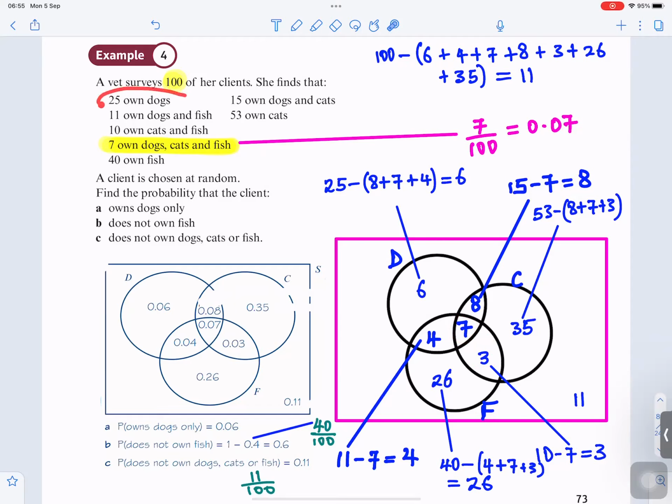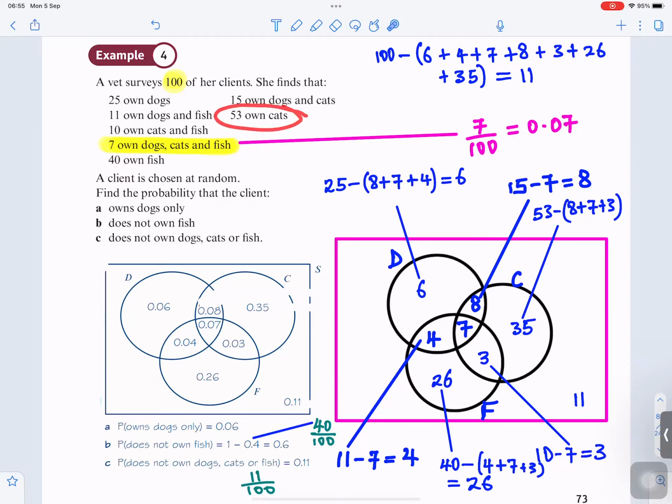Now it says 25 own dogs. So go into the circle for dogs. There should be 25 in total. But we know there's 7 there, there's 8 there, there's 4 there. We add them together, 8 plus 7 plus 4. Take that away from 25, it gives you 6.